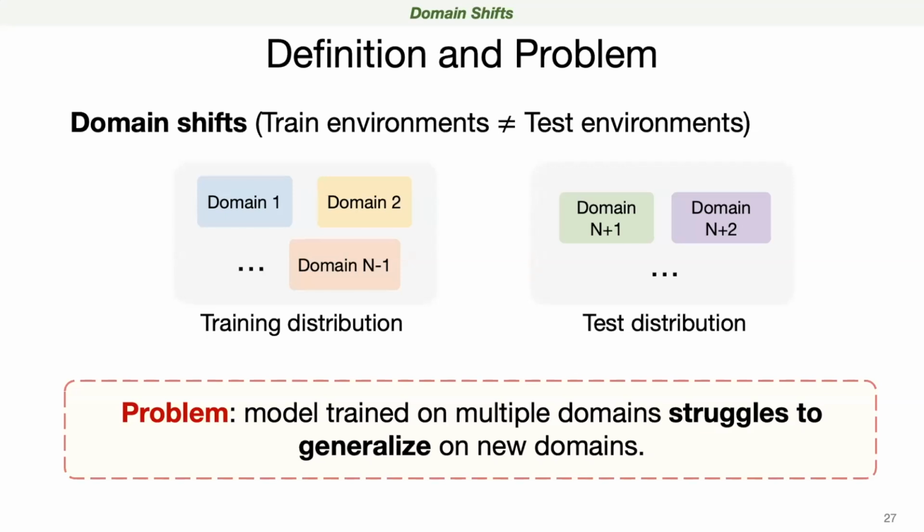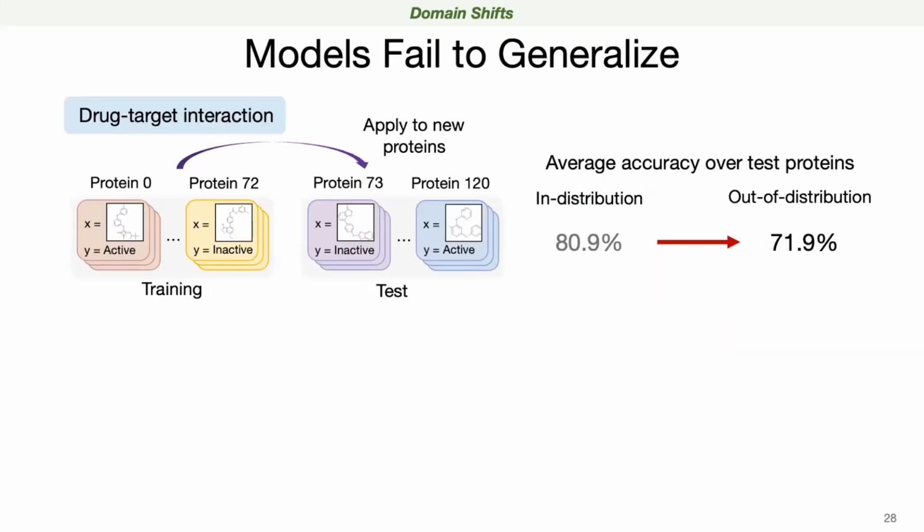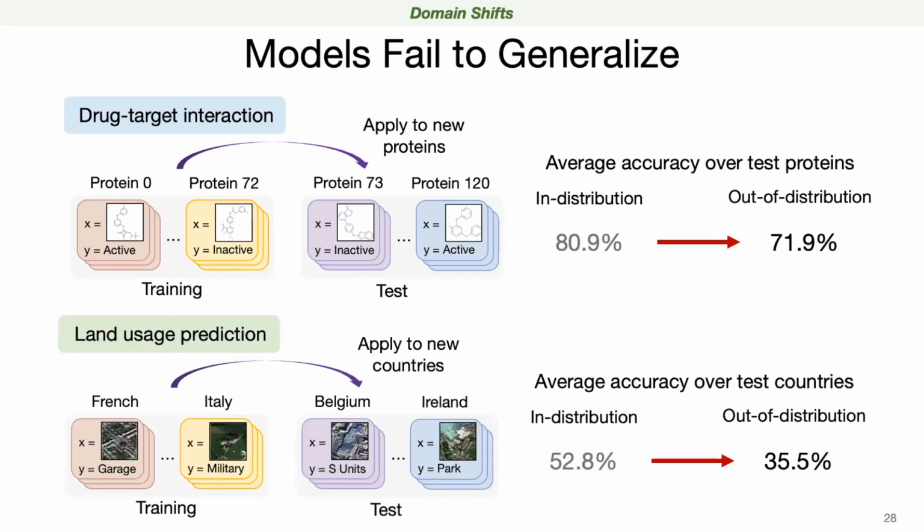The problem here is that sometimes these methods even overfit on the training domains and cannot generalize well to unseen new domains. For example, in drug-target binding affinity prediction, when we generalize these models to unseen new proteins, we can observe performance degradation. Another example is land use prediction. Here we use satellite images to predict land use, so we have one image with one label for the land use. We train a model from a couple of regions, and then aim to generalize this model to unseen new regions. We can also observe performance degradation on these unseen new regions.